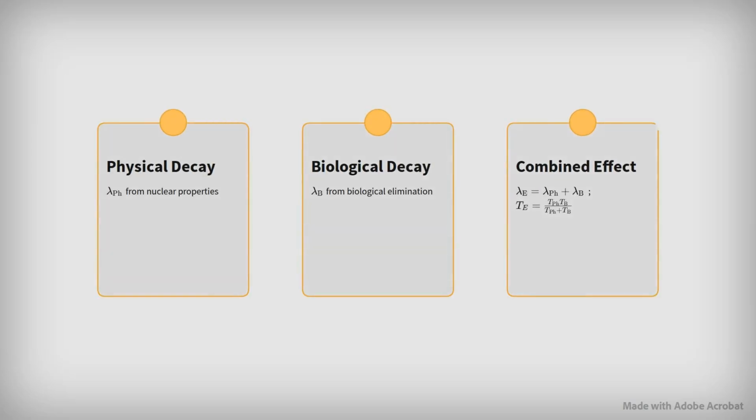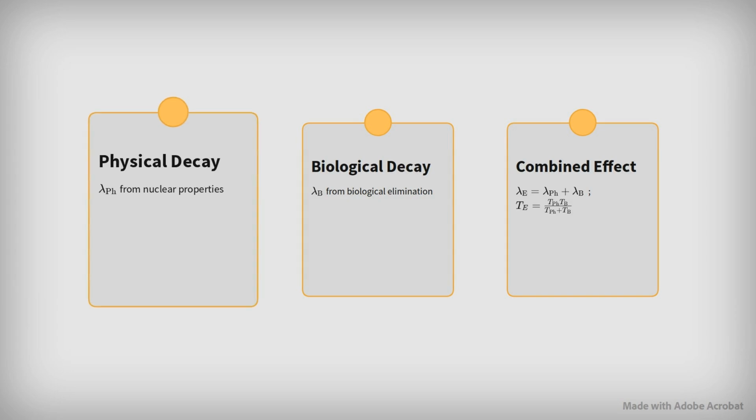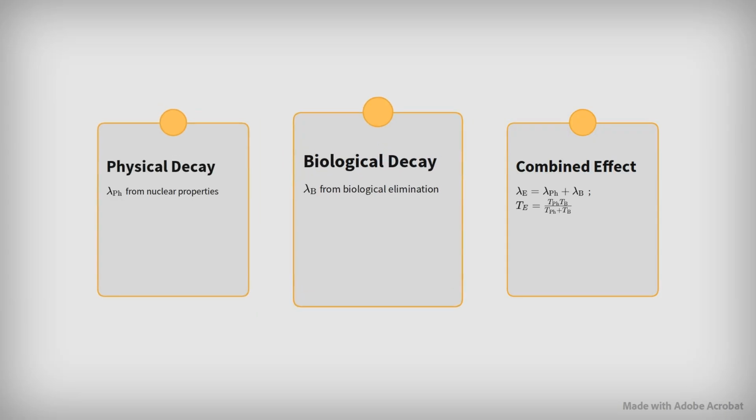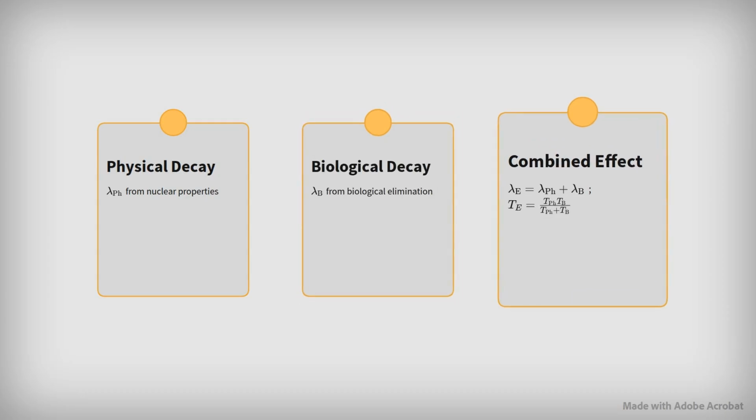Here's how effective half-life is determined. It combines physical and biological decay constants to reflect real-world elimination. Physical decay is governed by lambda sub ph, which comes from nuclear properties. Biological decay is described by lambda sub b, representing biological elimination. The effective decay constant lambda sub e is the sum of lambda sub ph and lambda sub b, and the effective half-life Te is calculated as Tph times Tb divided by Tph plus Tb.